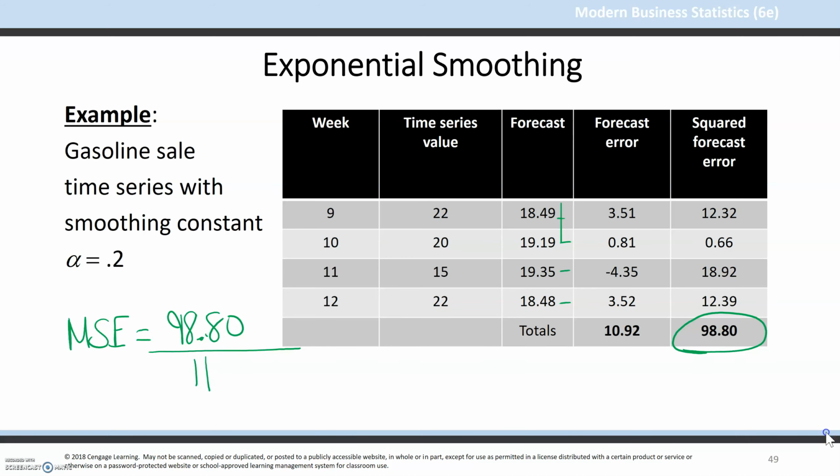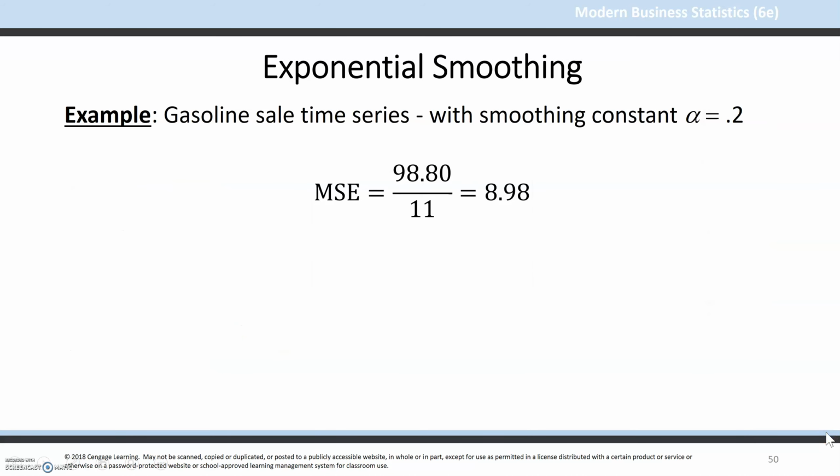Okay, so what did your MSE come out to? It should have come out to 8.98. So what does that mean? Again, it really means nothing. This is kind of an arbitrary, meaningless number until we run other forecasts that we can compare this against. So just make note, using an alpha of 0.2 gave us an MSE of 8.98.